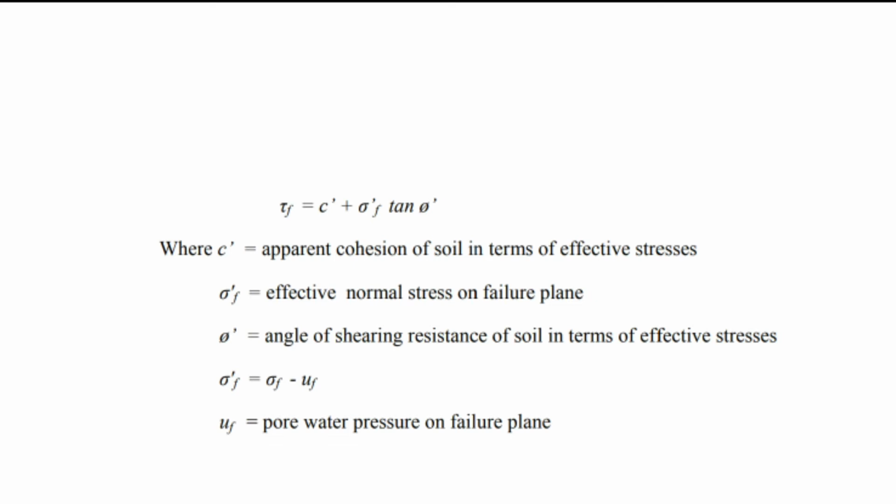Now if you want to calculate sigma dash F, we can take it as sigma F minus mu F. Mu F is nothing but the pore water pressure on the failure plane, because definitely there will be some amount of water sometimes. So if we remove that, you will get your sigma dash F.